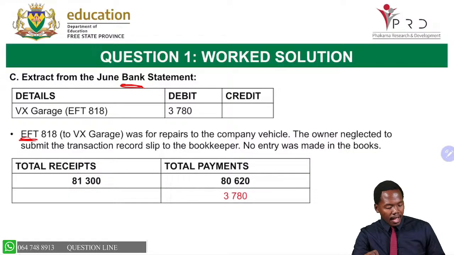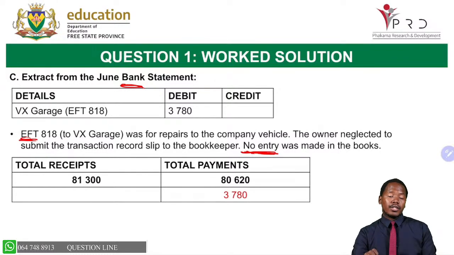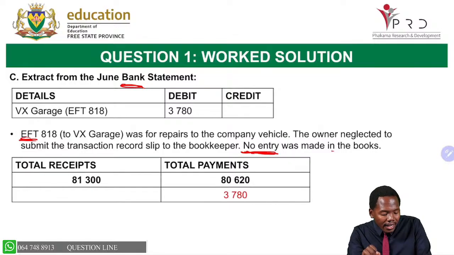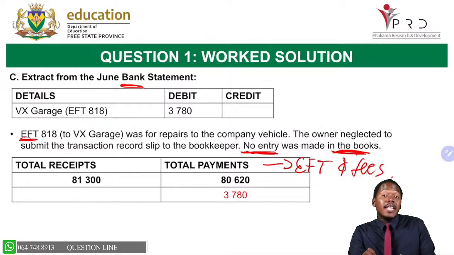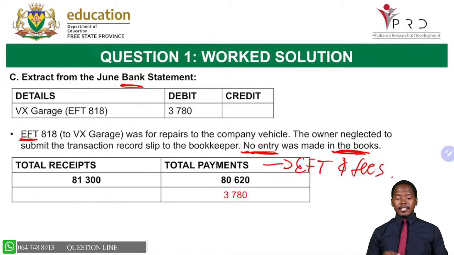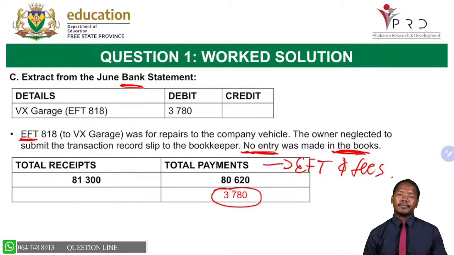No entry was made in the books, I beg your pardon, so we didn't record this amount. So what do we do? Now we must record it in our books. Now, why am I recording it in the CPJ? Because in the CPJ, I record my EFTs and my fees. Please remember that in my CPJ, I record my EFTs not appearing in my business books, as well as my fees. So there is an amount of 3,780. Hope grade 12, so you are okay here.